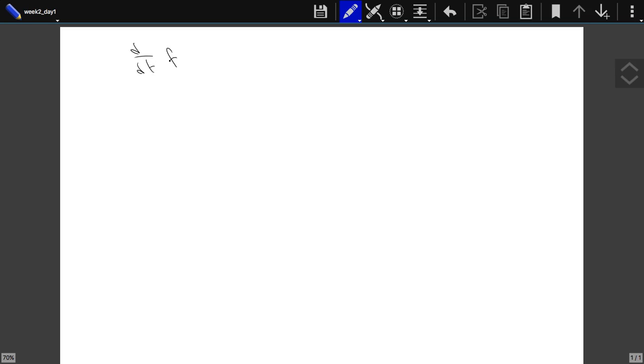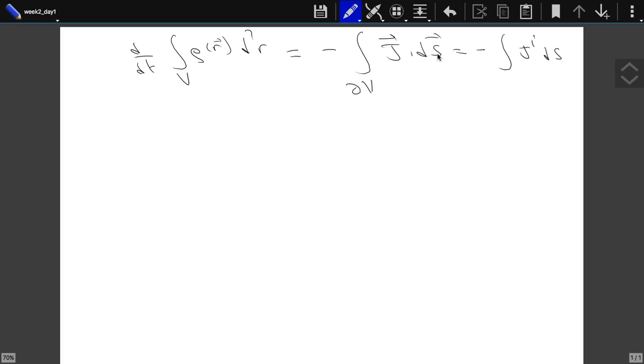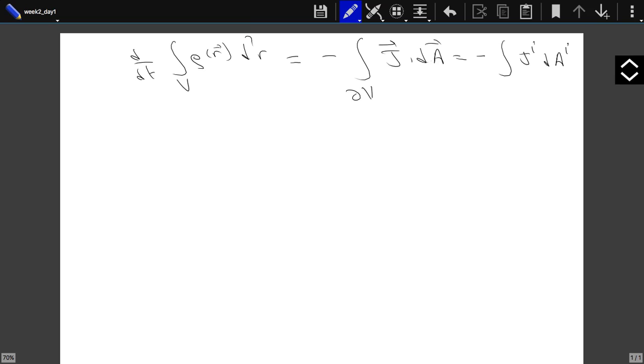d by dt of some quantity f, or let's say the integral over some given volume of some quantity. This should be equal to minus the integral over the surface of that thing. Or let us write it in this form, j_i dA_i. This is what we call the conservation law. You can just get rid of the integrals if you want.